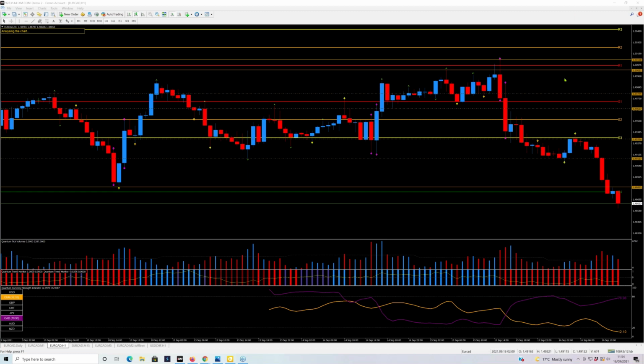Apologies about that. Okay, so that's on the hourly chart. We have a big down move with lots of momentum, and it went down to the S3. Now let's see how that plays out.